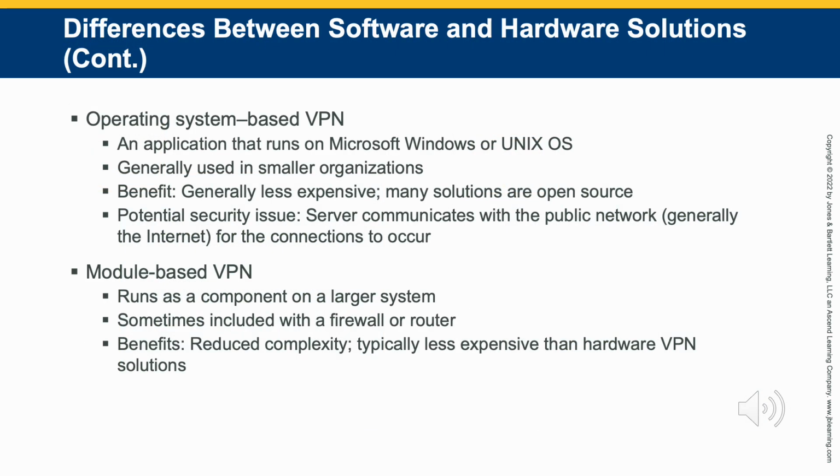Operating system-based VPNs could be an application that runs on Microsoft Windows or Unix, generally used in smaller organizations. The benefit could be generally less expensive. There are many solutions out there that are open source, and a potential security issue could be that the server communicates with the public network, generally the internet, for the connections to occur.